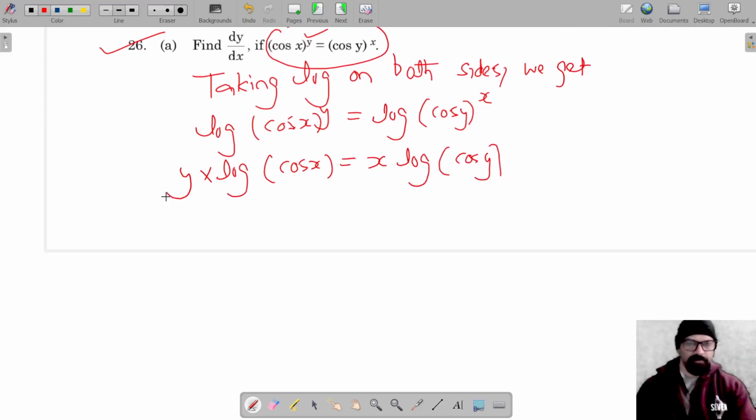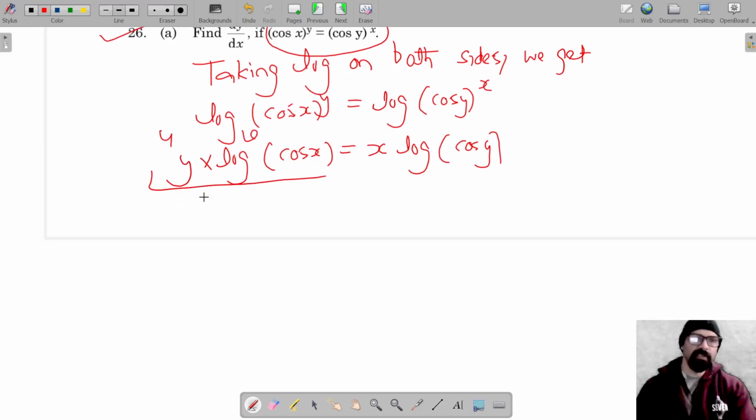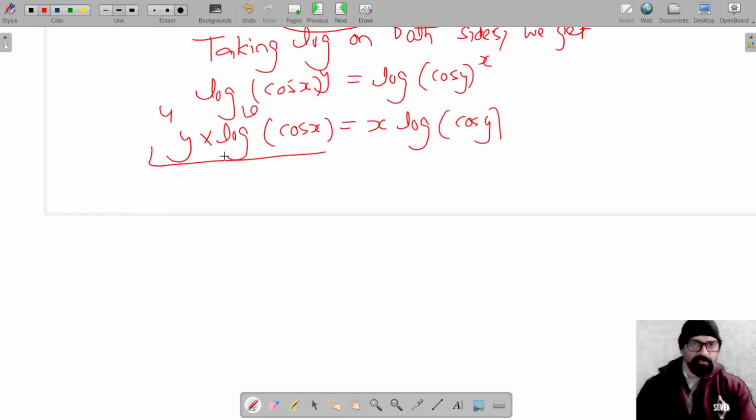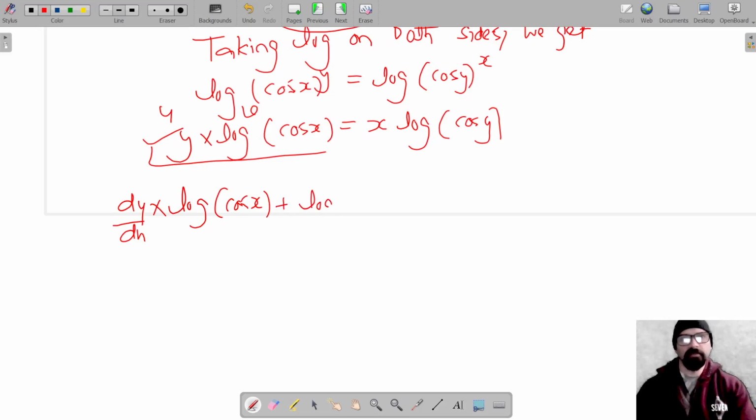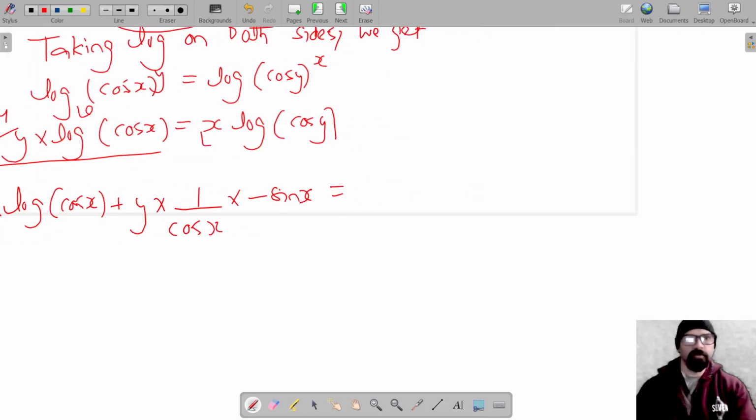Okay, now let's start the differentiation and let's use the product rule here. This is u into v, so we are differentiating this with respect to x. Differentiation of y is dy by dx into log of cos x, plus y into differentiation of log of cos x, which is 1 by cos x, and differentiation of cos x is negative sine x.